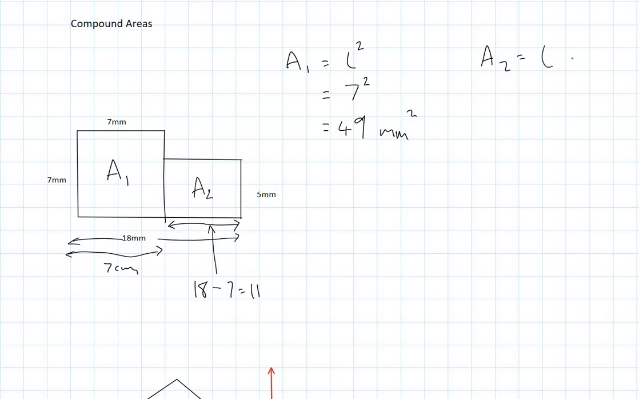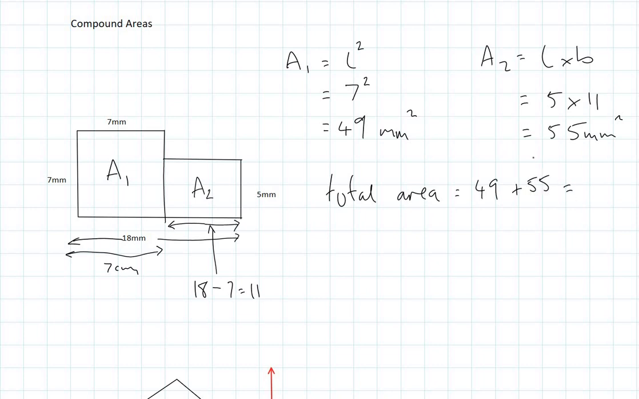Area of a rectangle is length times breadth. And there we've got 5 times 11. So that's 55 millimeters squared. So my total area is going to be 49 add on 55.